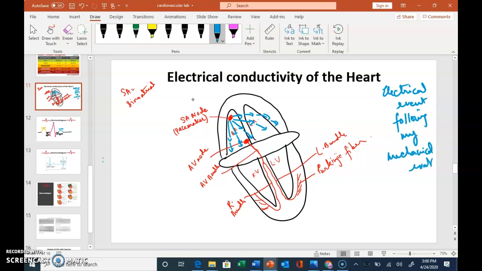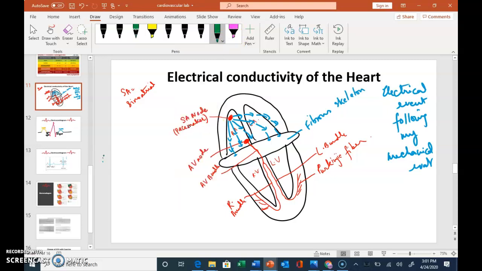So the point is, as this electricity or action potential spreads all over the atria, immediately after that you will have atrial systole. The action potential spreads all over the atria and hits the fibrous skeleton. This structure right here is the fibrous skeleton. Now remember, the fibrous skeleton works as an insulator between the atria and the ventricles. So the moment the action potential hits the fibrous skeleton, 90% of the impulse dies down.